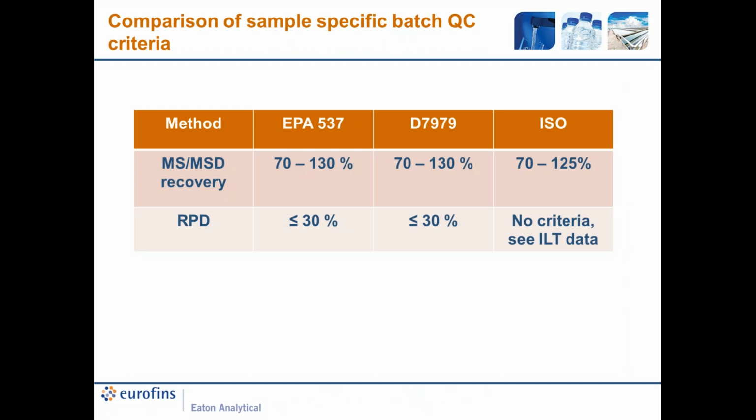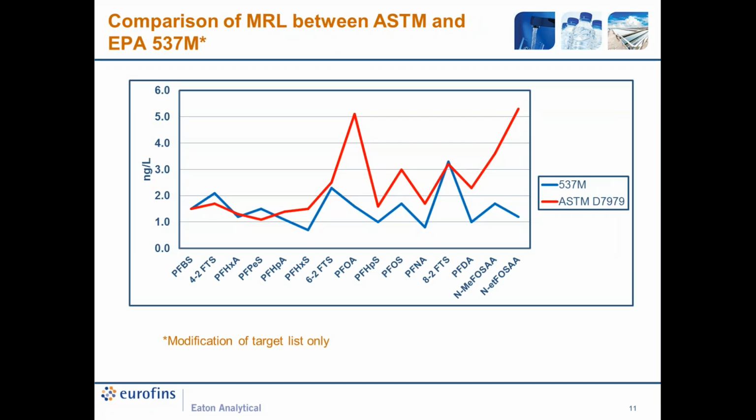ISO does not specify precision data. Instead, it refers to single lab and multiple lab precision from the interlab study. Other than that, the methods are essentially the same. Since ISO does not require an MRL, I have no data for that.